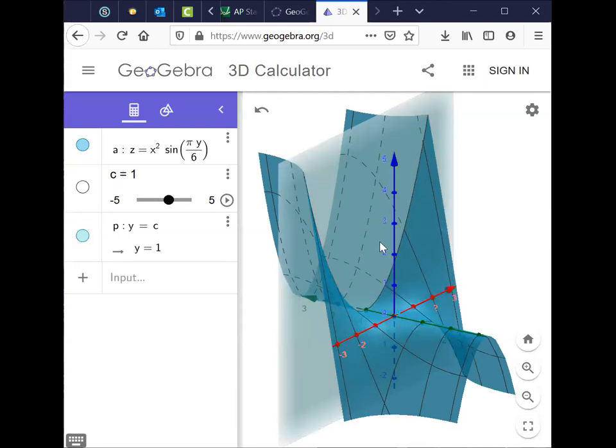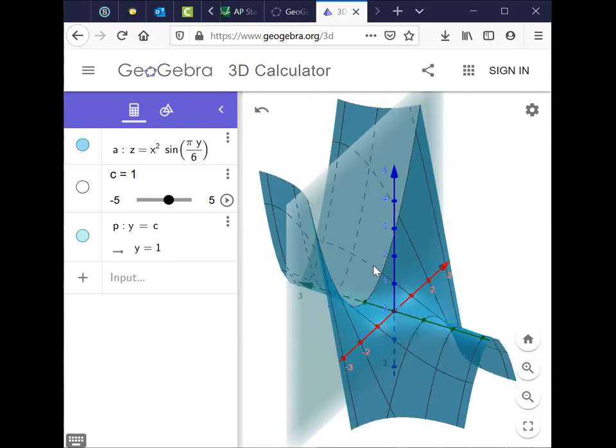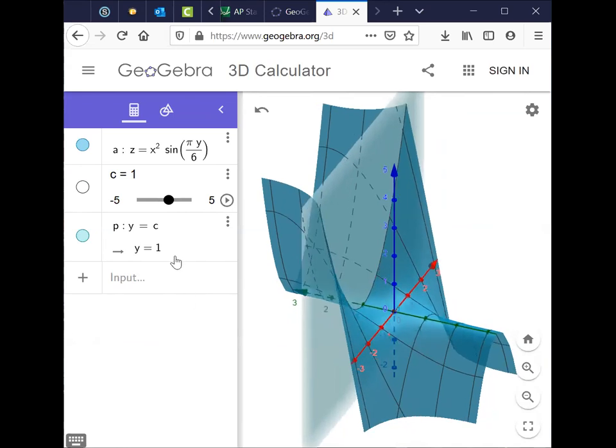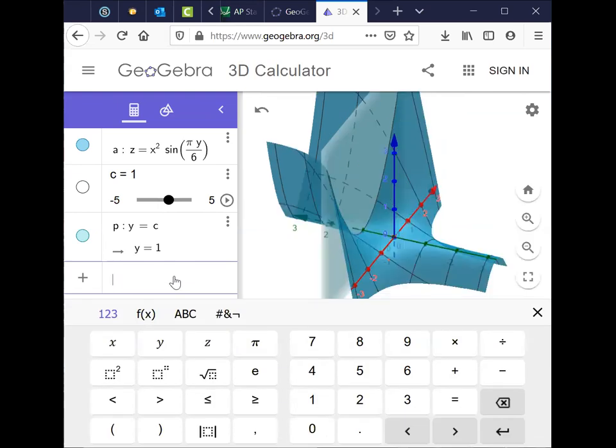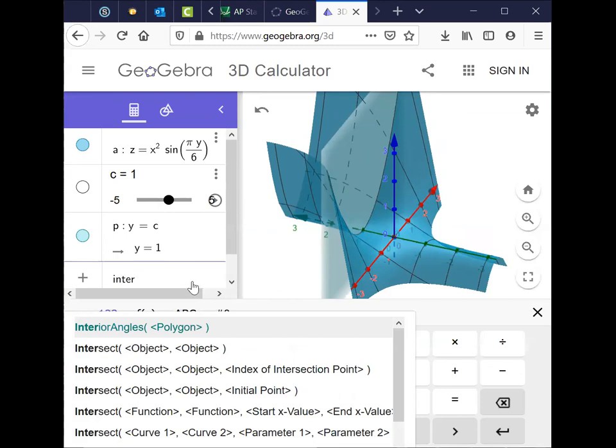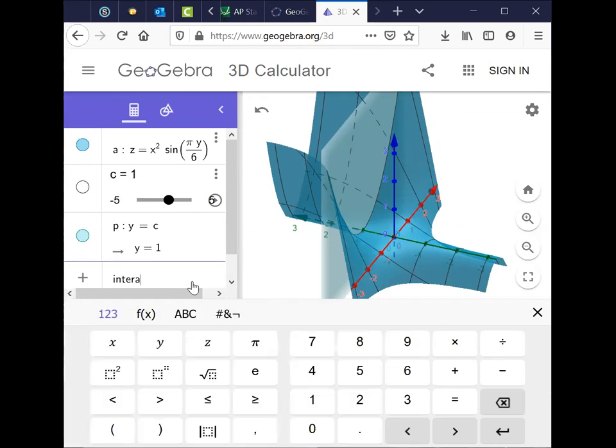Now, it's kind of hard to see, but anywhere where that light plane intersects the dark surface, it creates a curve, right? And that curve is the cross section, right? But we're specifically only looking at the ones in the first octant, right? You could try an intersection, because if you do an intersection, then it'll accept curve 1, curve 2 parameters. It'll accept function, object. So you could try an intersection between A and P is what they were called. See what comes up.